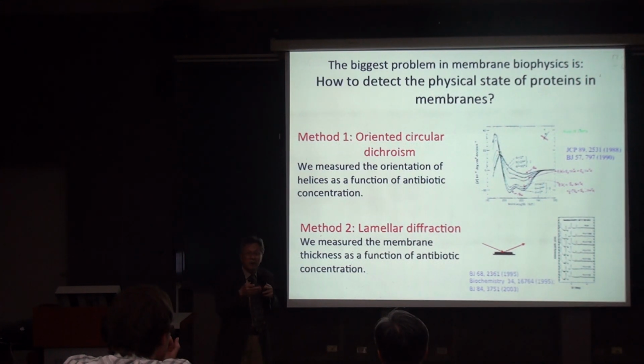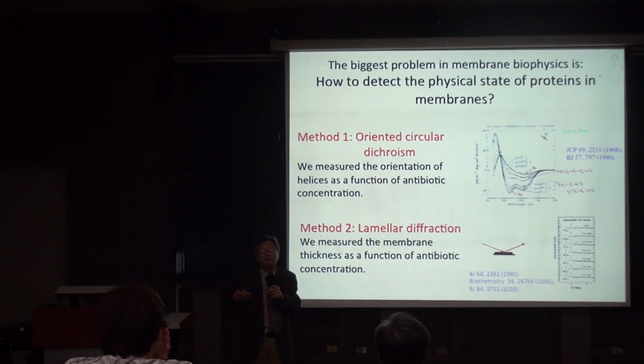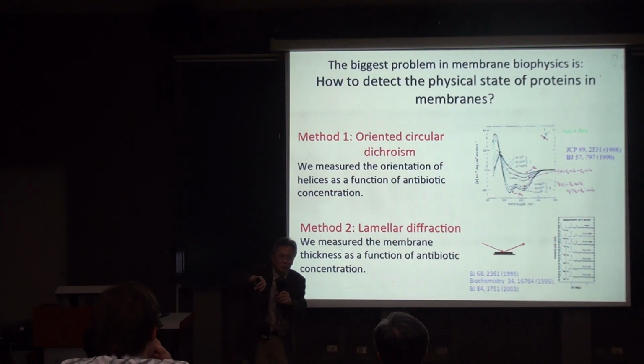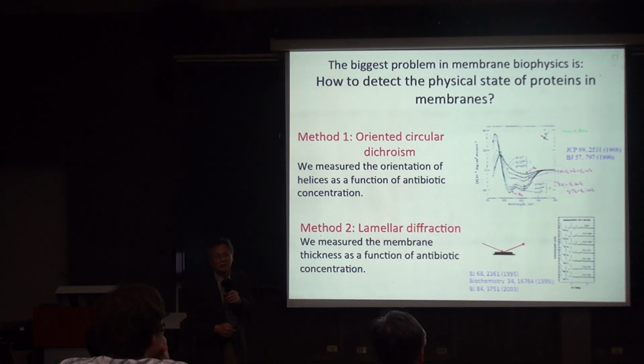This is a very common spectrum, but usually you put the sample in solution and measure the average circular dichroism without any orientation dependence. We thought that circular dichroism had to have orientation dependence. We have to be able to say whether the helix in the membrane is parallel to the membrane or perpendicular to the membrane. We proved that this is true, and this is the method we developed to measure whether the antibiotic is parallel or perpendicular to the membrane.